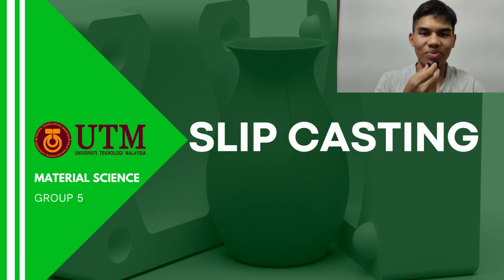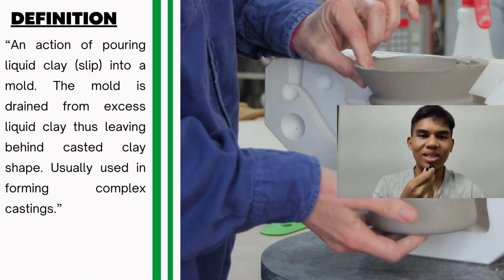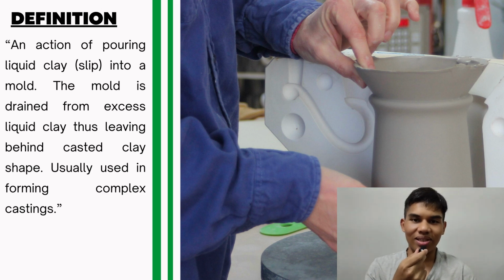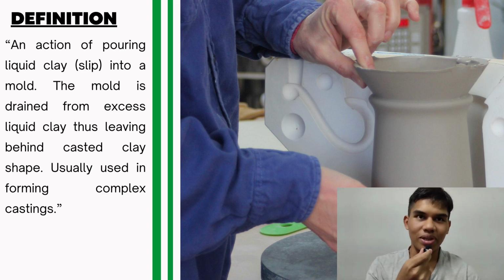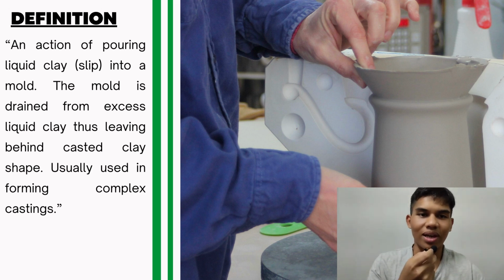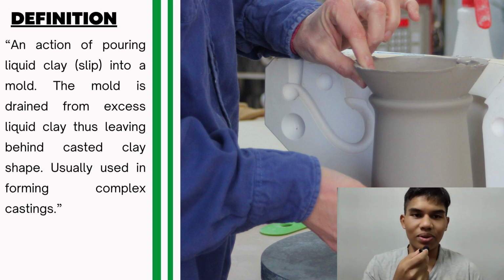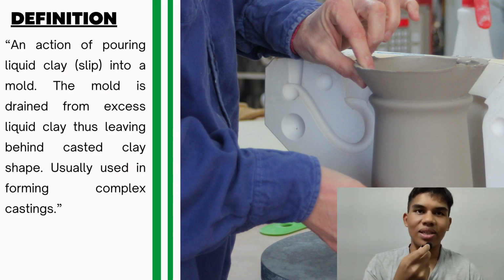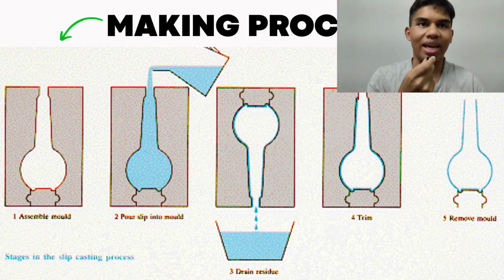Slip casting. So what is slip casting? Slip casting by definition involves the action of pouring liquid clay, known as slip, into a mold. Hence it got the name slip casting. So how is slip casting done? Here are the several processes as shown in this slide.